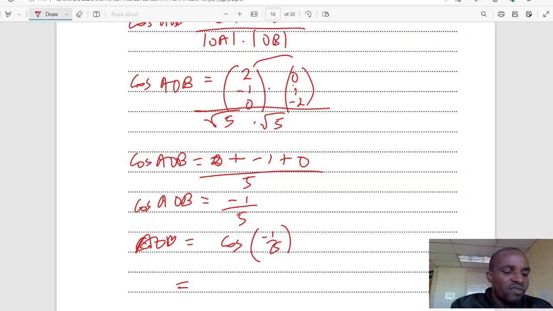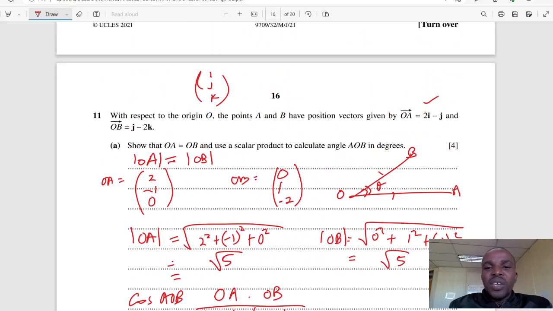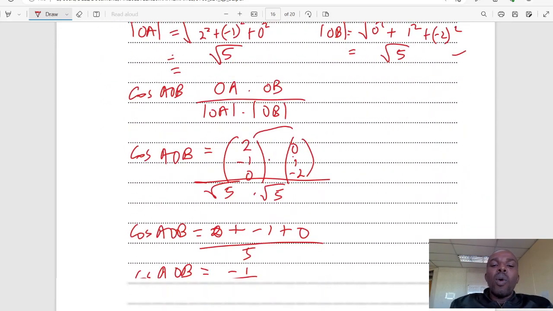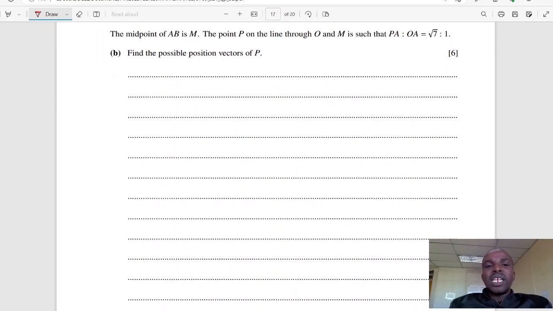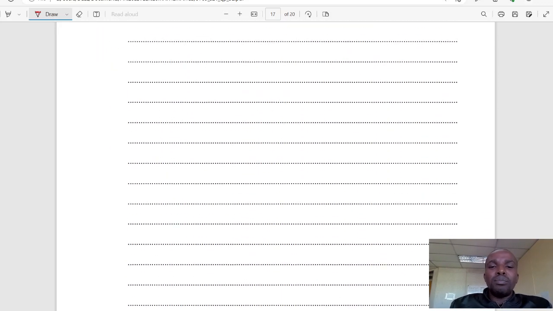Minus 1 divided by 5. Then close your bracket. You get 101.5 degrees. Let's check the degree of accuracy. Not specified, so 1 decimal place if it's an angle in degrees.